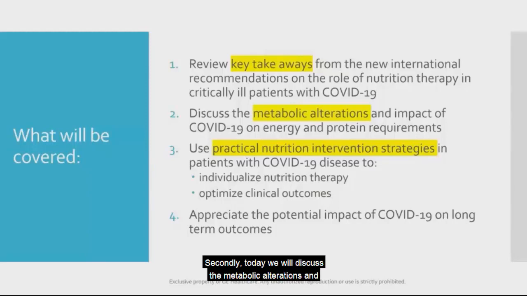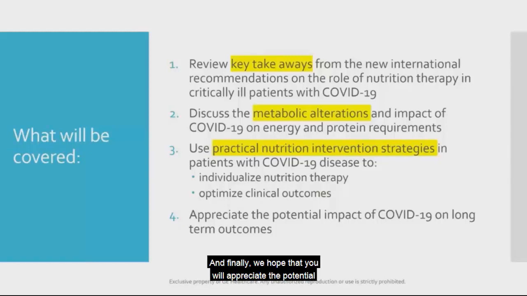Secondly, today, we will discuss the metabolic alterations and impact of COVID-19 on both energy and protein requirements, with the question being, what are the drivers of metabolism in this population? Third, we will use practical nutrition intervention strategies as an example of how you can adapt current guidelines to care for COVID-19 patients, both to provide individualized nutrition therapy and to optimize outcomes. But the question really is, what's realistic and what's effective in these patients?